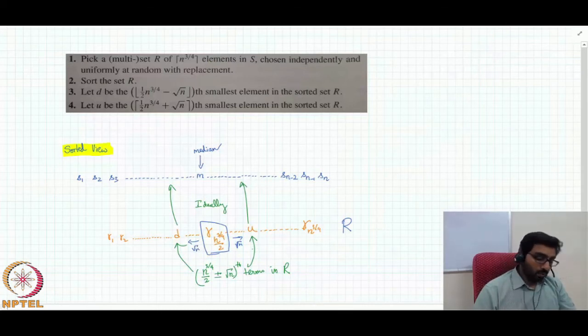And ideally, we want D to fall, if you look at D not in the set R but in the sorted view of the input array S, to the left of M, and U should be to the right of M. That's the ideal requirement. And moreover, you also want the number of items in between to be small. So these are the ideal requirements that we have.